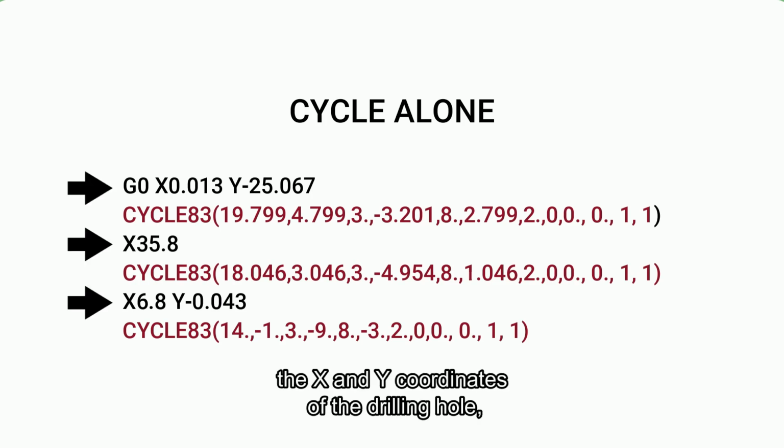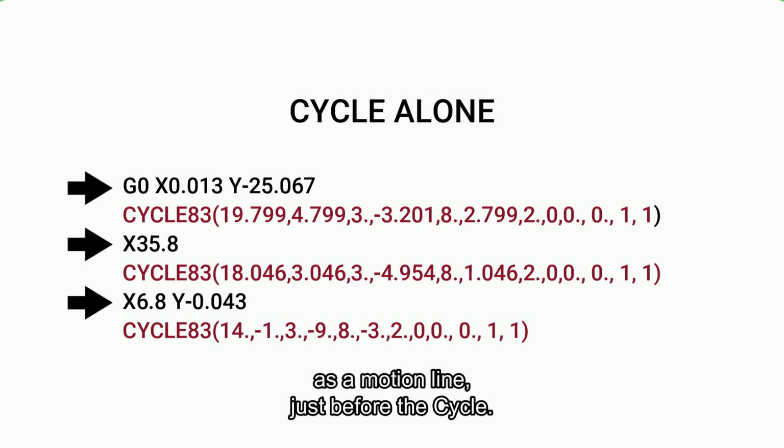Secondly, you have to define the X and Y coordinates of the drilling hole as a motion line just before the cycle. This is because there is no parameter inside cycles to set the value of X and Y coordinates of the drilling hole.